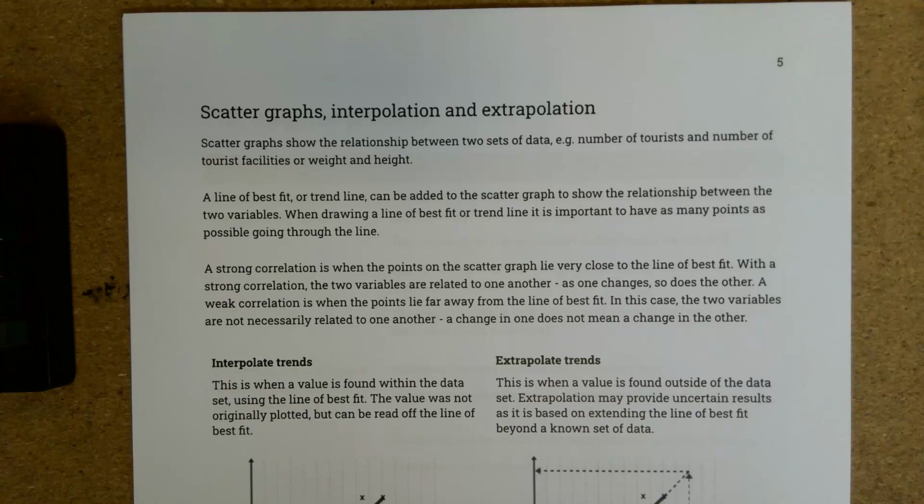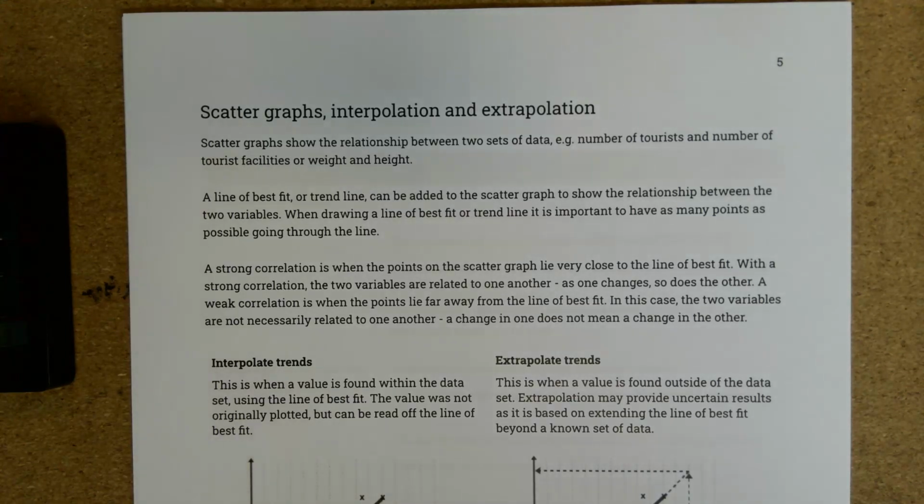When we draw a line of best fit or trend line, it's important that we try and plot that through as many points as possible and keep an even number of points on each side of the line. Where those points lie very close to the line of best fit on the scatter graph, we say that is a strong correlation. That means the two variables are strongly related to one another. One causes changes to the other is one conclusion that can be drawn. A weak correlation is when the points lie far away from the line of best fit. In this case, the two variables are not necessarily related or not necessarily causing change to one another.